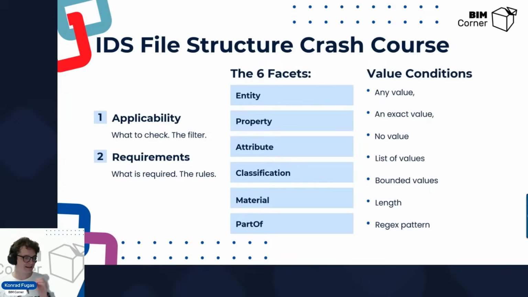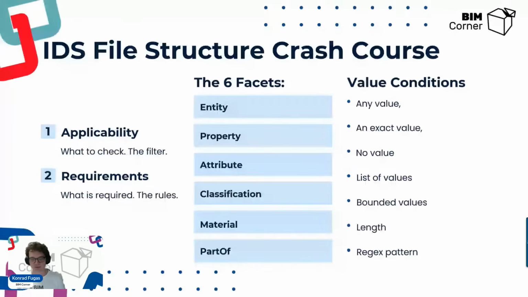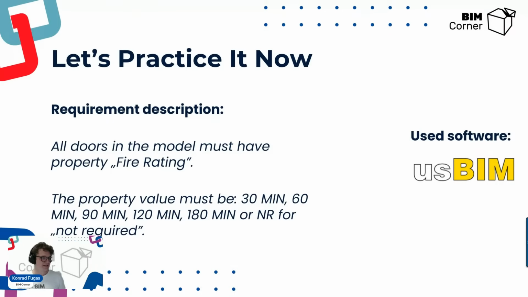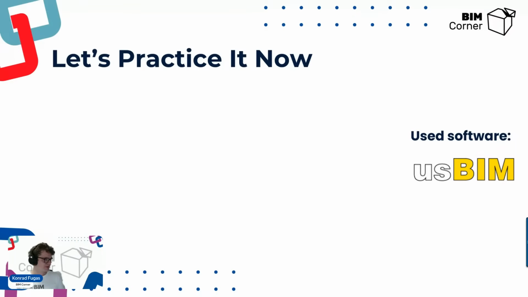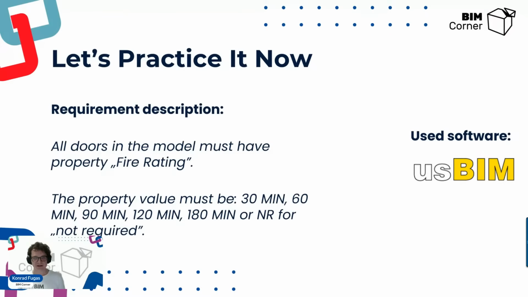And as the last step, you require that data in the model meet one of those value conditions. So any value, exact value, no value, list of values, bounded values, length, regex pattern. It also depends what software supports what. So IDS basically transforms the descriptive requirements into a machine-readable format. So let's make it real and try it on a sport.